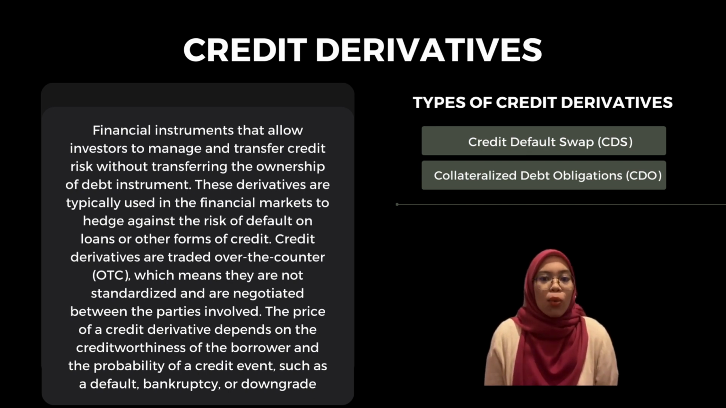In a CDS, one party pays a premium to another party in exchange for protection against a credit event such as default, bankruptcy, or failure to meet debt obligations, while CDOs are structured finance products that package various debt securities, including bonds and loans, into tranches with different levels of risk. Investors can buy or sell these tranches based on their risk appetite.